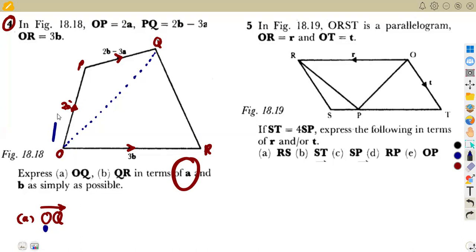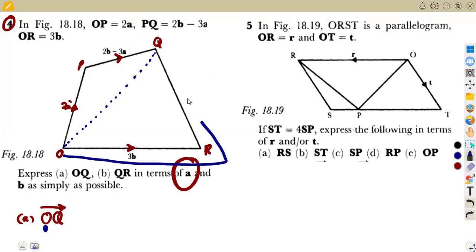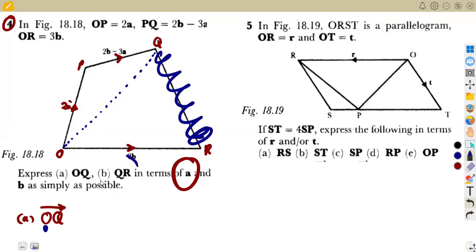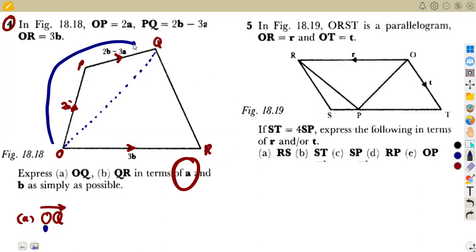So from O, either I'm going to move this way, OP then PQ, or I'm going to move this way, OR plus RQ. These are the possible directions that I can use. But if you consider this second direction, we do not have this part, RQ. They are actually asking that part in the next question. So it's impossible for us to take this route to find OQ. So we are now left with only one path to follow. This is the path that we are going to follow, from O up to Q.